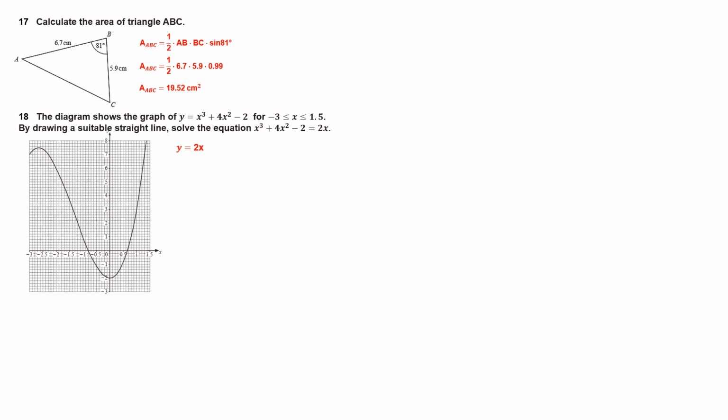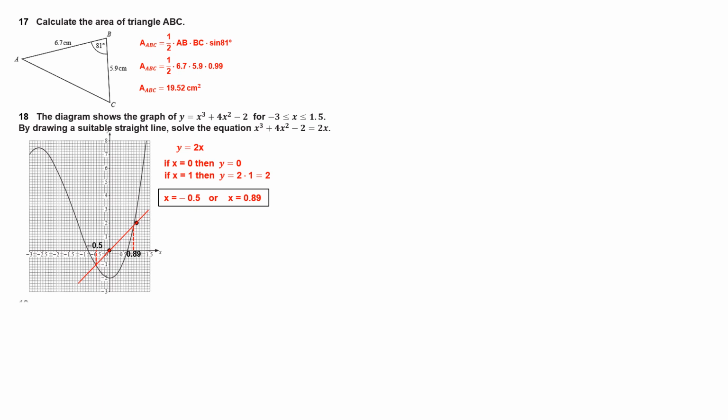To draw the line y equals 2 times x, find 2 points on the line. Upon carefully examining the graph, the intersection points are approximately minus 0.5 and 0.89. These values are your solutions.